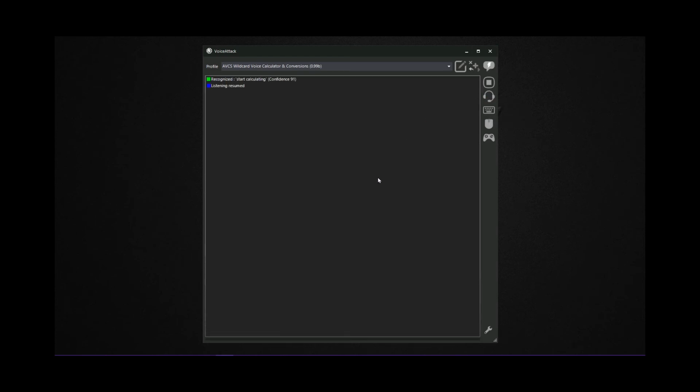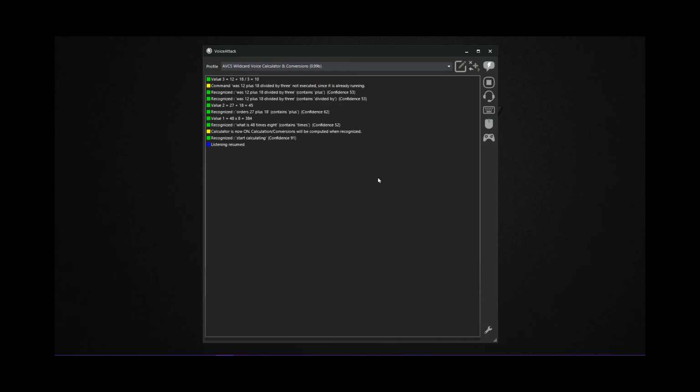Start calculating. Ready. What is 48 times 8? 384. What is 27 plus 18? 45. What is 12 plus 18 divided by 3? 10. Divide that by 2. 5.